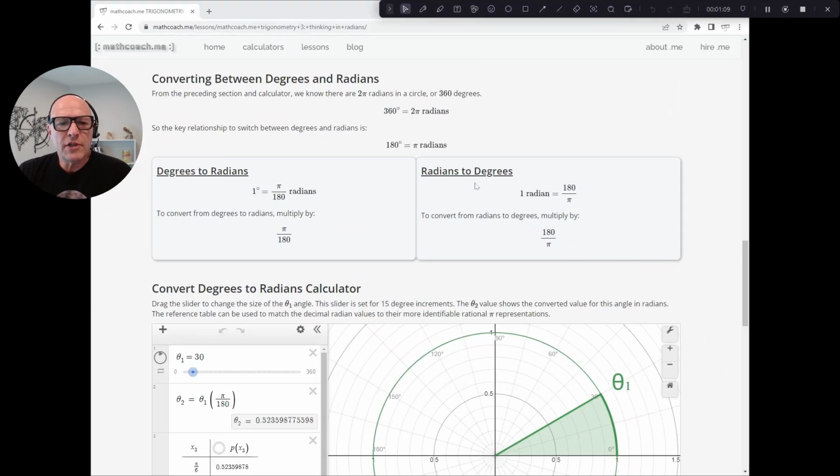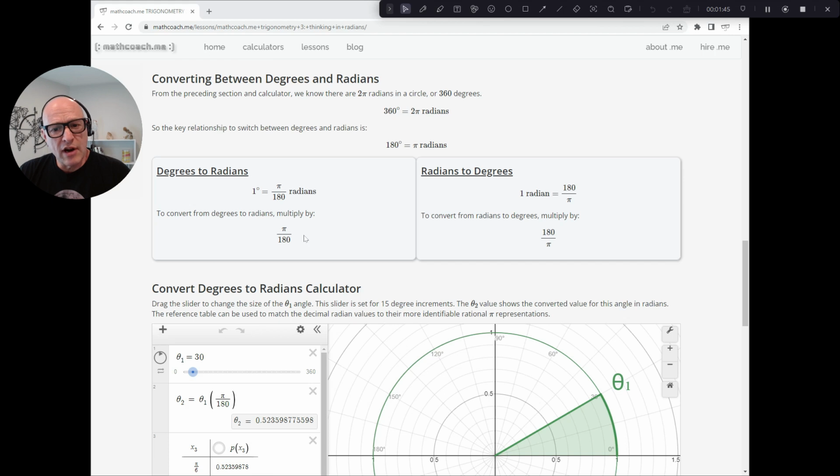When converting from degrees to radians, we know there are 360 degrees in one revolution in a circle, or 2 pi radians. So the key relationship to switch between degrees and radians is 180 degrees is equal to pi radians. And if we divide both sides of this by 180, we get 1 degree is equal to pi over 180 radians. So when you're converting from degrees to radians, simply multiply by pi over 180.